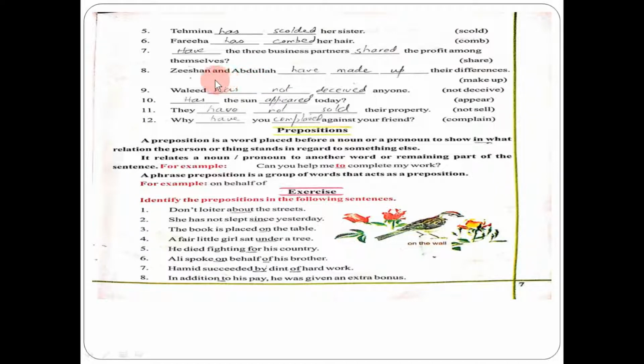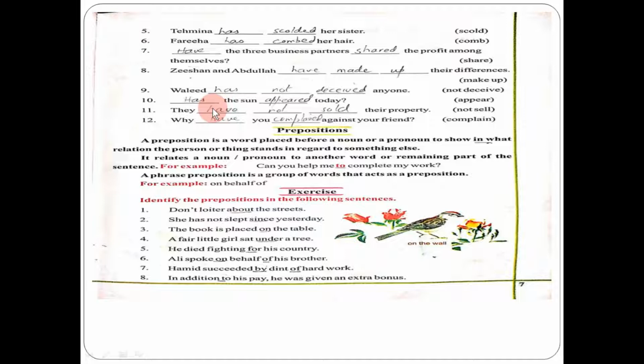Number 9, Walid. Then 3 blanks are given, and in bracket, not deceive. It means it's a negative sentence, and you are going to add not in this sentence. How will we do it? Walid has not deceived anyone. Number 10, blank, the sun, then again blank, today, and a question mark is given at the end. It means it's an interrogative sentence, and how are we going to fill it? Has the sun appeared today?